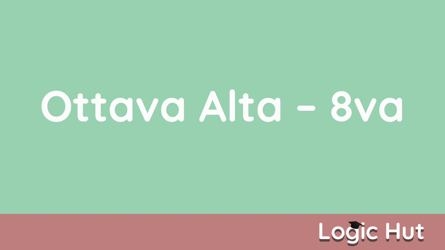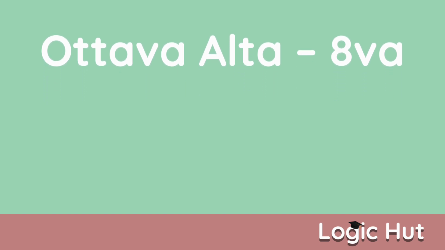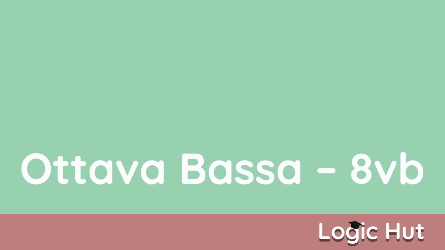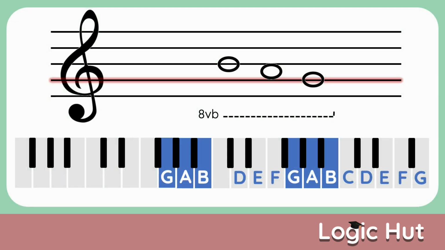When the symbol ottava alta is written, it shifts the pitches up an octave, and ottava bassa shifts the pitches down an octave. These notes are therefore played an octave lower.